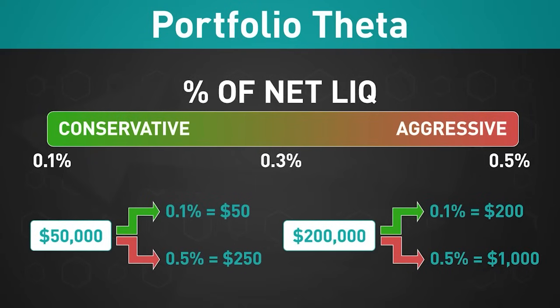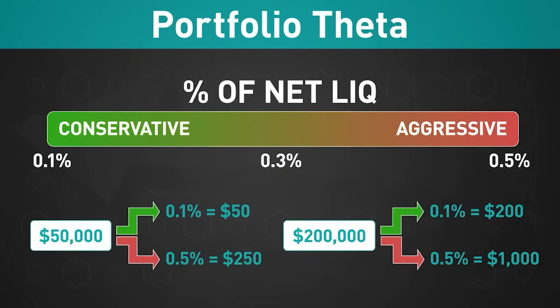Generally speaking, we tend to fall in a range of 0.1% to 0.5% of our net liq in daily theta, the number that you see at the very top of your platform. Numbers on the lower end of this spectrum, like 0.1%, are more conservative, whereas numbers on the higher end of the spectrum, like 0.4% or 0.5%, are going to be a lot more aggressive. And the numbers in between, of course, like 0.2%, 0.3%, are kind of middle of the road.